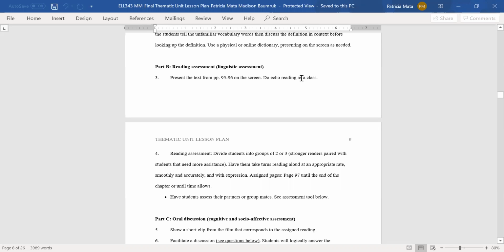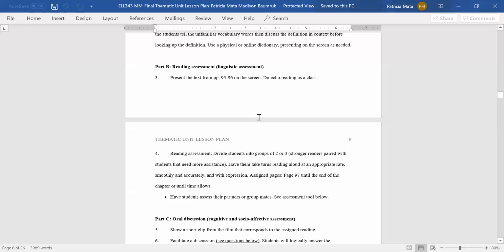So echo reading is basically the teacher will read a section of the text and the students will be echoing it back. So they will be reading back to you what you read first, the same way that you read it. But you have to remind the class that they're not merely repeating what you're saying, but they should be able to follow along with the text as you're reading, not merely just copying.